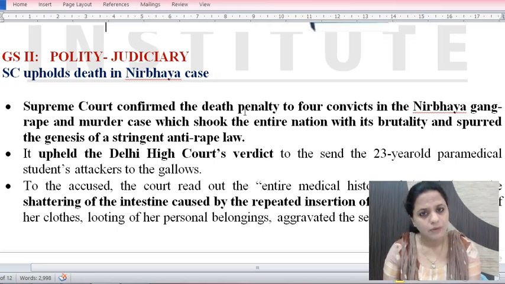And here the Supreme Court was now looking into the matter. The Delhi High Court had awarded the death sentence. Now the result has come. The Supreme Court has also confirmed the death sentence for all 4 convicts. So this is the Supreme Court verdict now.